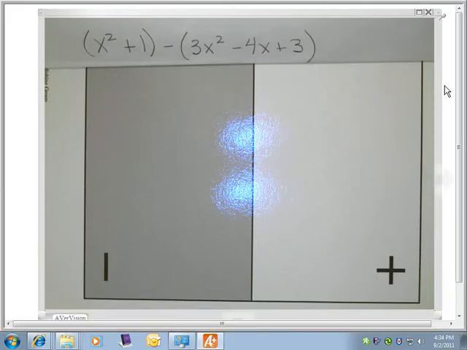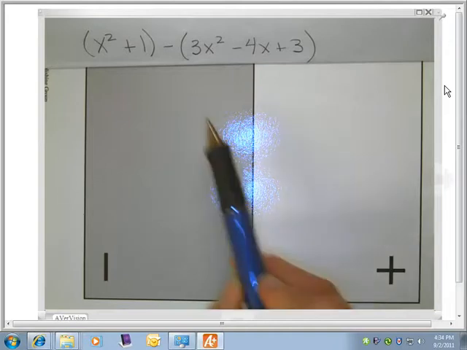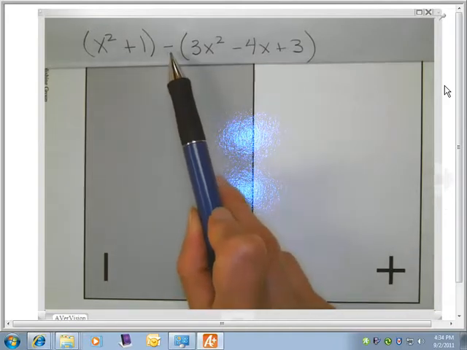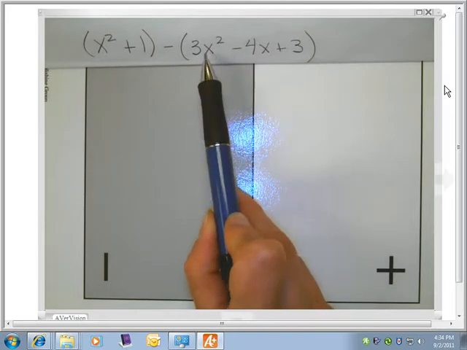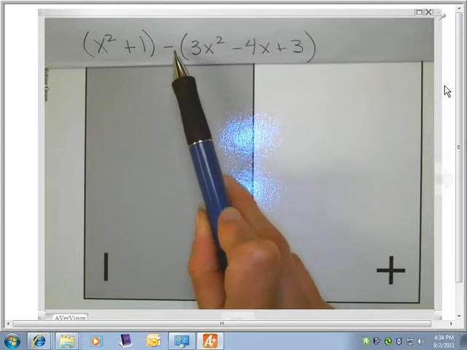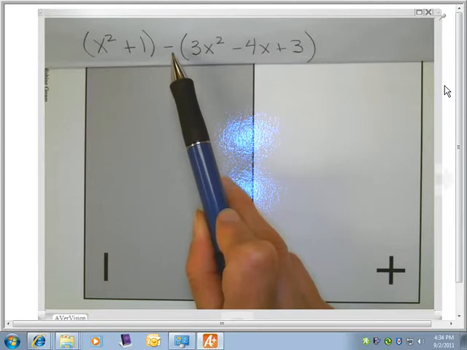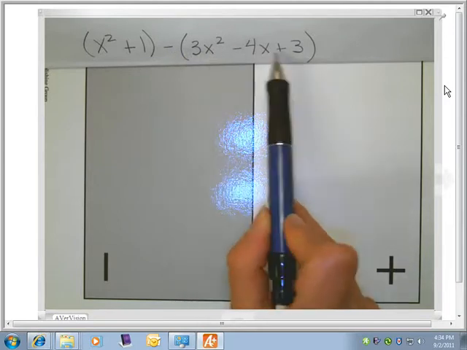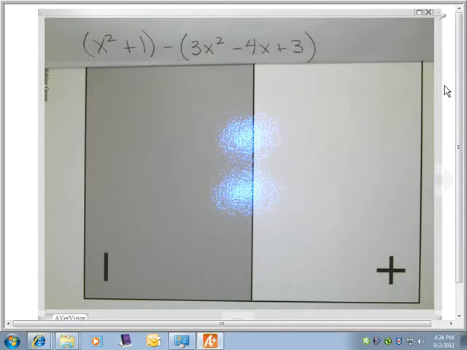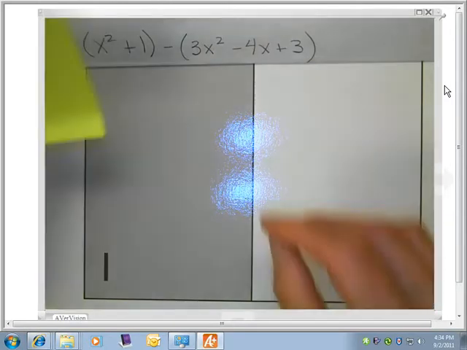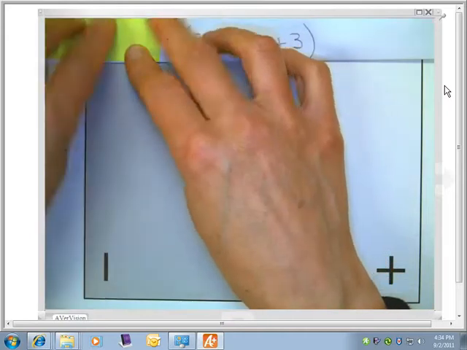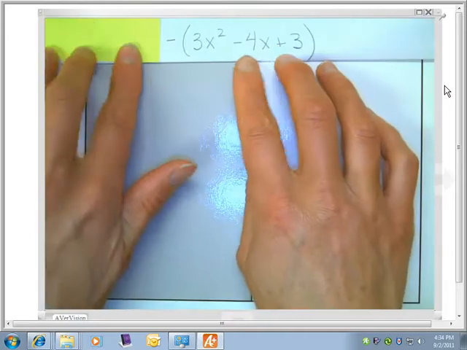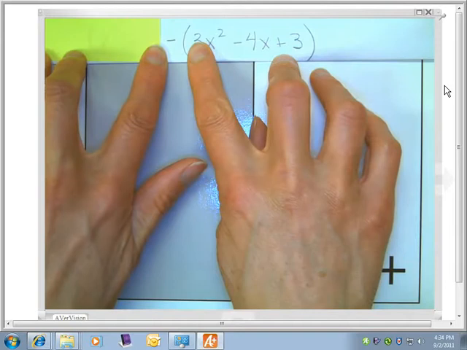Here we are with another problem, another set of polynomials, and in this case we're subtracting one polynomial from the other. So we have to be careful about this subtraction sign. Let's just look at this second half of our expression. Notice I'm not covering up that negative part. I am going to get to that, and that's a part of what we're going to look at.